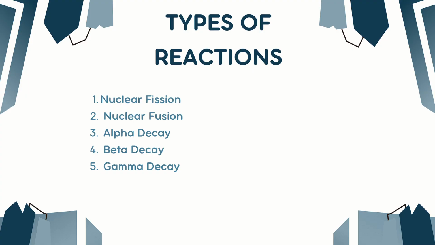The emission of an alpha particle from a nucleus is known as alpha decay. The transformation of a neutron into a proton, emitting a beta particle, is beta decay. The release of excess energy in the form of high energy photons is called gamma decay. Now let's start with nuclear fission.